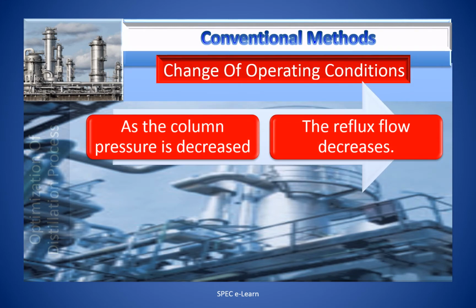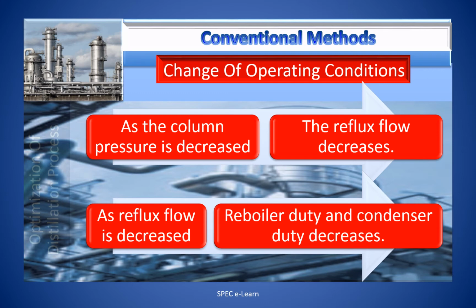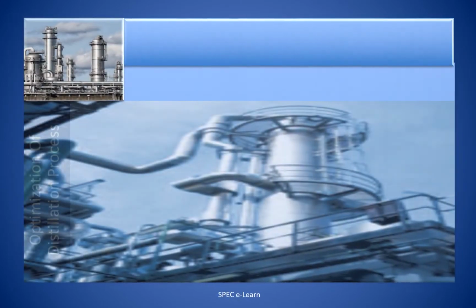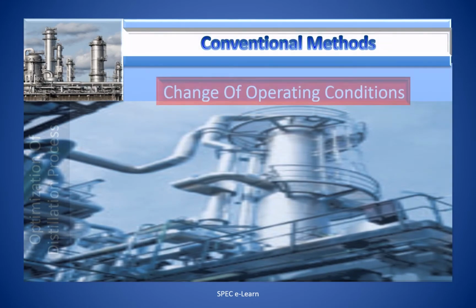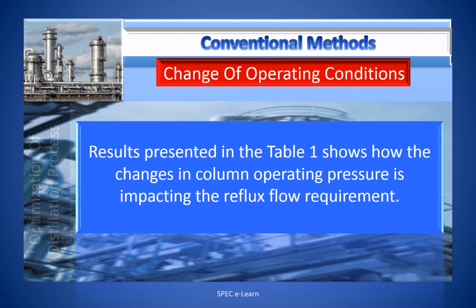So what are the observations? As the column pressure is decreased, the reflux flow decreases. As reflux flow is decreased, reboiler duty and condenser duty decreases. Results presented in the table 1 shows how the changes in column operating pressure is impacting the reflux flow requirement.